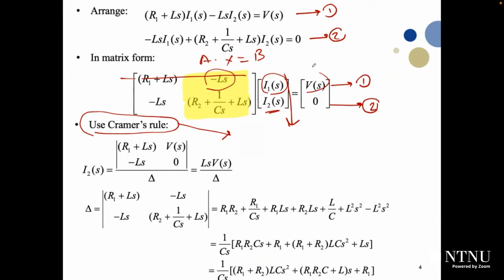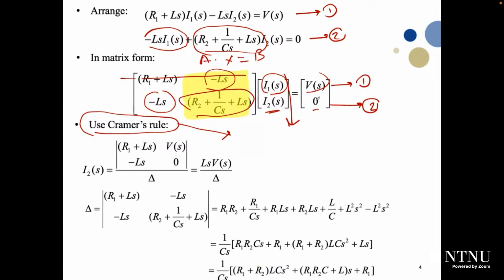We need to write equation number 2 in the same way. So we will start by writing the coefficient of I1 of S, which is minus LS. So we will have here minus LS multiplied by I1 of S plus that part. This is the coefficient of I2 multiplied by I2 equal 0. So now we have the two equations in matrix notation.